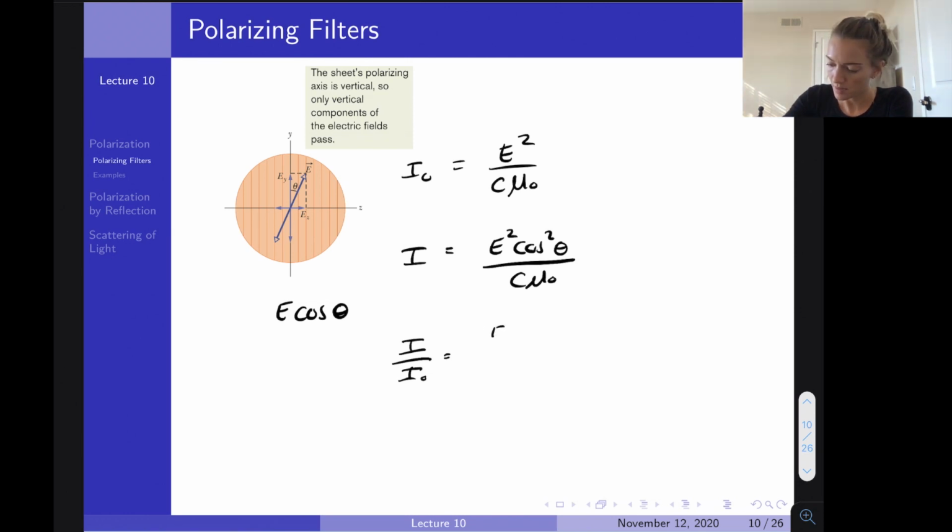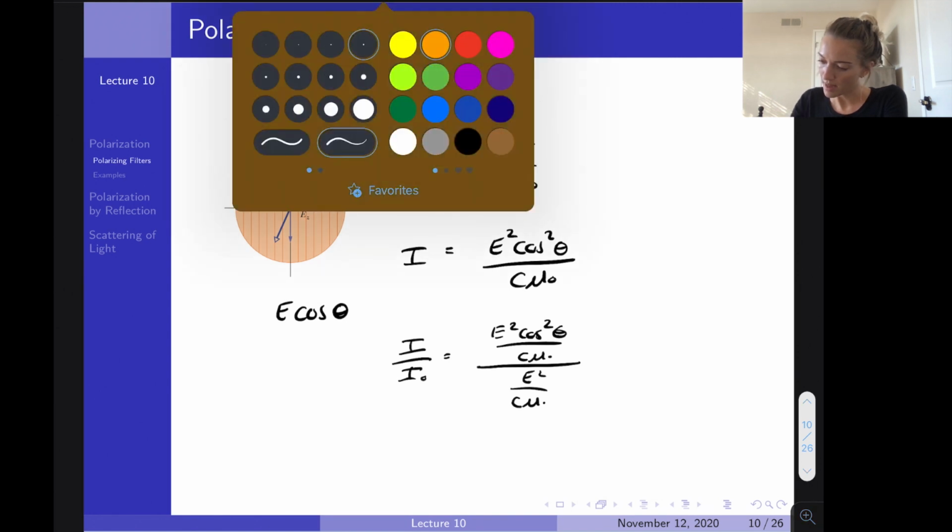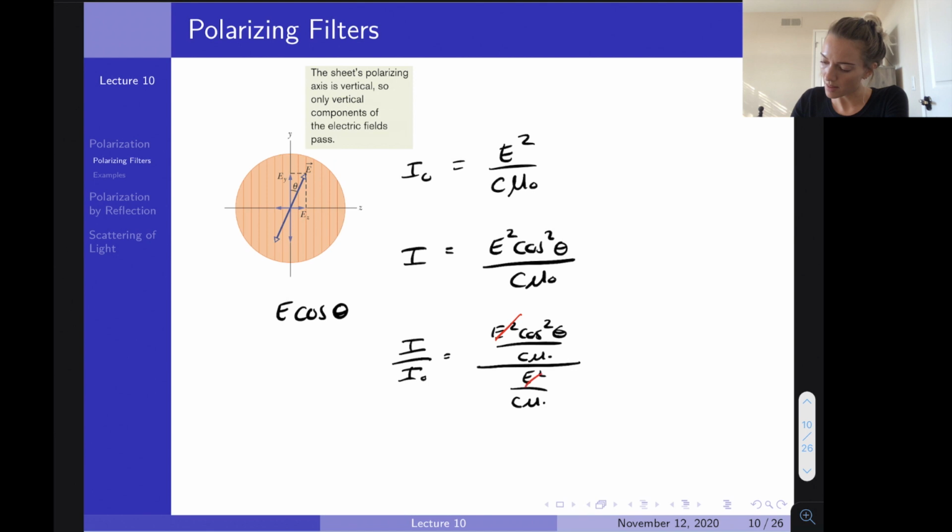So I have E squared cosine squared theta over c mu naught, over E squared over c mu naught. And then we can see here that our E's will cancel, and then our c mu naughts will cancel, right? And so this just comes out to cosine squared theta. So I can rewrite this equation as the final intensity after it passes through the polarizing filter is equal to the original intensity times cosine squared theta.